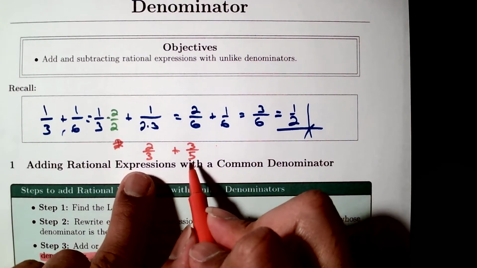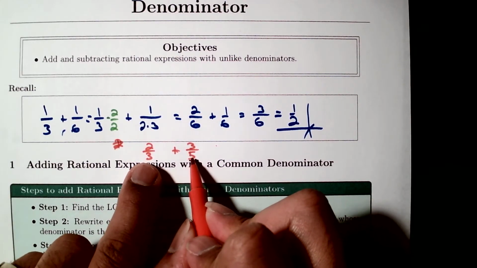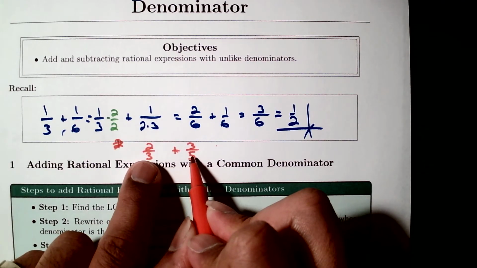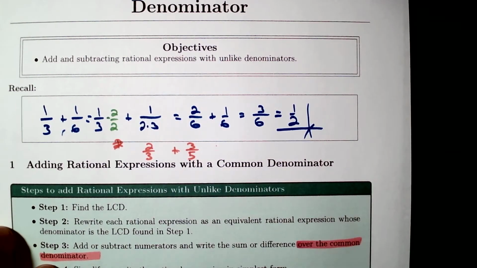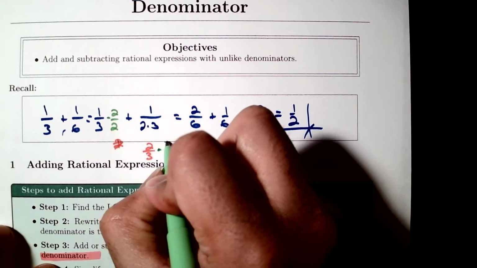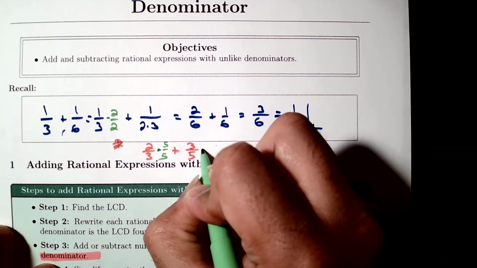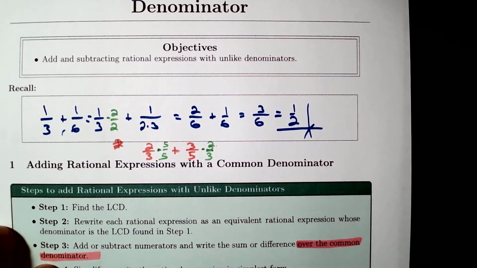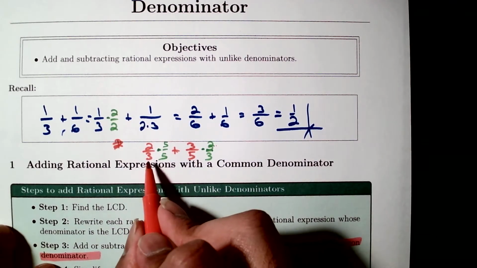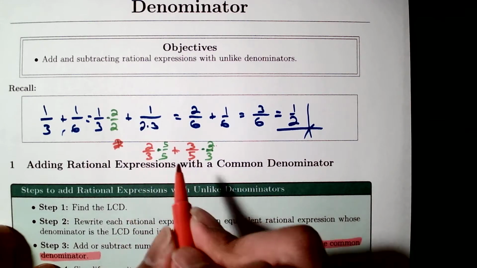In this case, we have two different numbers that do not have common factors, in fact. So we need to multiply the first fraction by 5, and the second one we need to multiply by 3. That's going to give us the LCD. In this case, the LCD is the product of the two, which is 15.